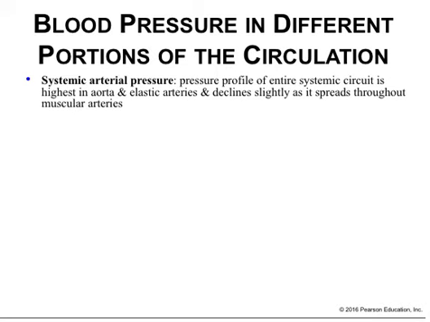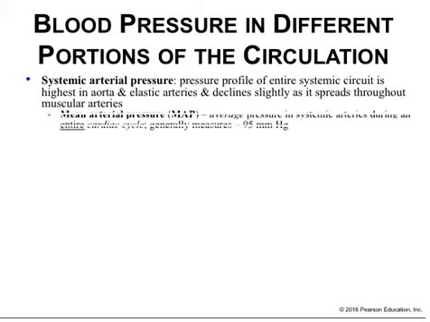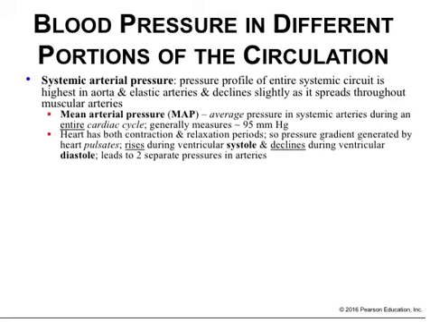The pressure profile of the entire systemic circuit is highest in the aorta and the elastic arteries and declines slightly as it spreads throughout the muscular arteries. The mean arterial pressure is the average pressure in the systemic arteries during an entire cardiac cycle, and it's about 95 millimeters of mercury. The heart has both contraction and relaxation periods.